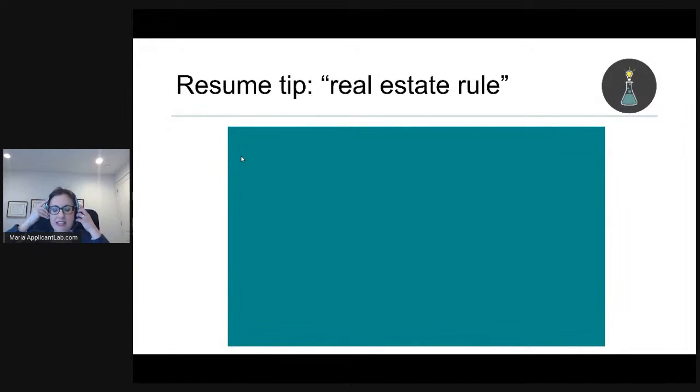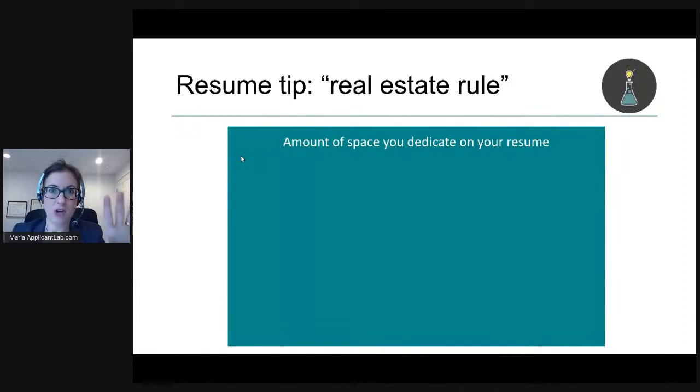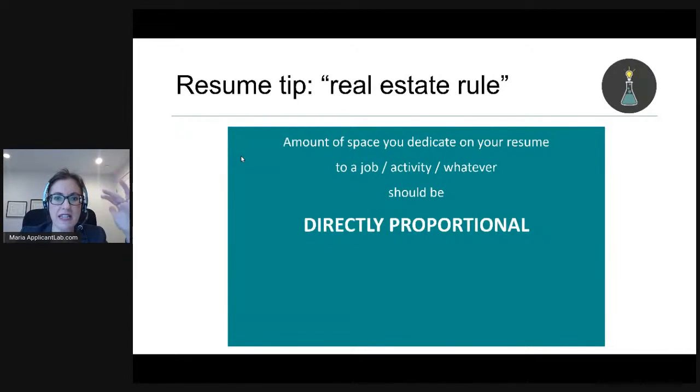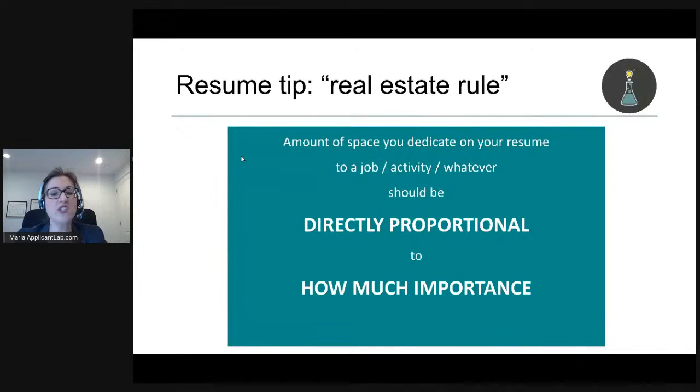And now this brings us to my last tip. I call it, just checking the time to make sure I'm not running over, okay, the real estate rule. So my real estate rule is as follows. The amount of space you dedicate on the sheet of paper for your resume to a job, an extracurricular activity, a nonprofit that you're involved with, whatever it is, should be directly proportional to how much importance you want the admissions committee to give to it. And what does this mean?